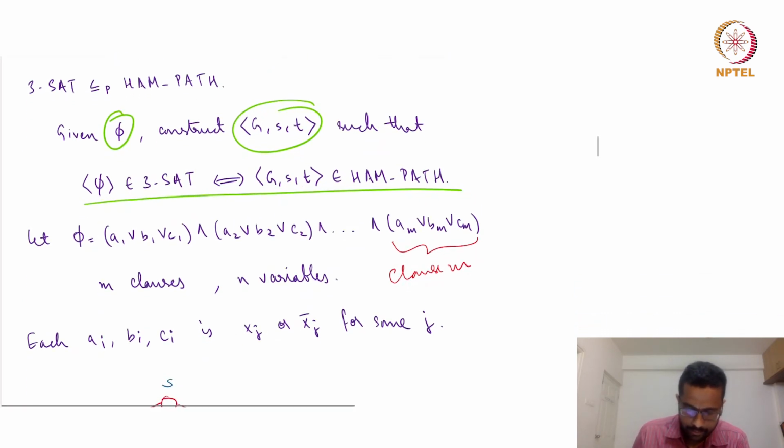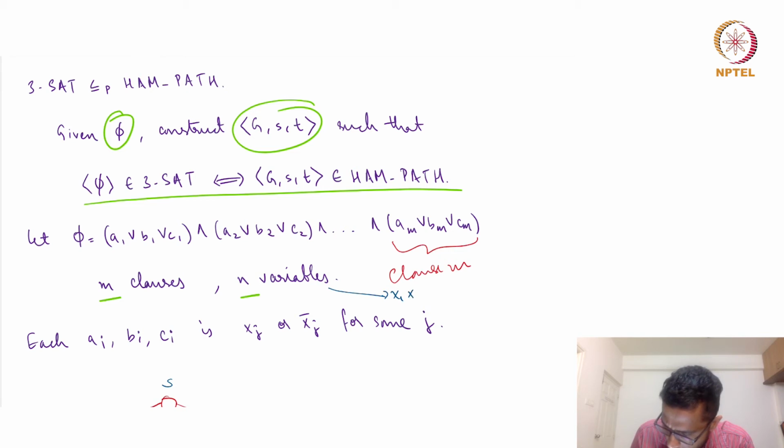So we are given a 3-SAT instance phi with m clauses and n variables, say. Clause 1, clause 2 up to clause m, and the variables are x1, x2 up to xn, right? Which means each of these literals a1, a2, a3, b1, b2 and so on, all of them are either some xj or some xj complement. These are the literals, right?